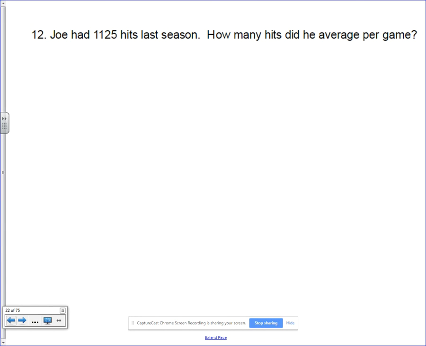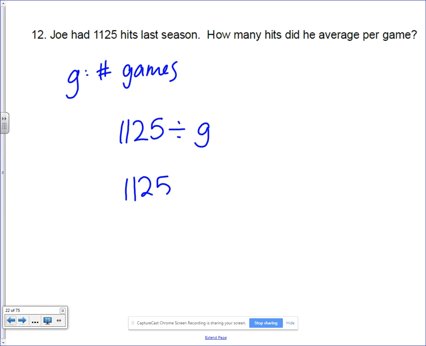Do I know how many games he played? What do you want to use? G? So then what would your expression be? Or you could have 1125 over G. Perfect. I think we're getting the hang of it. We doing okay?